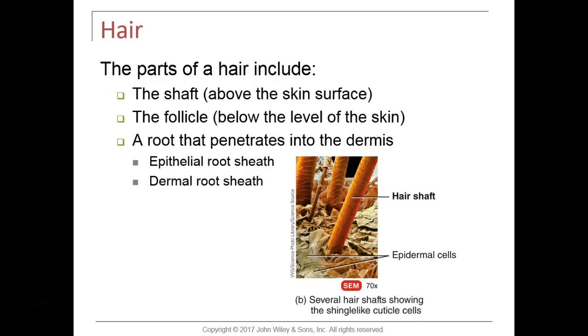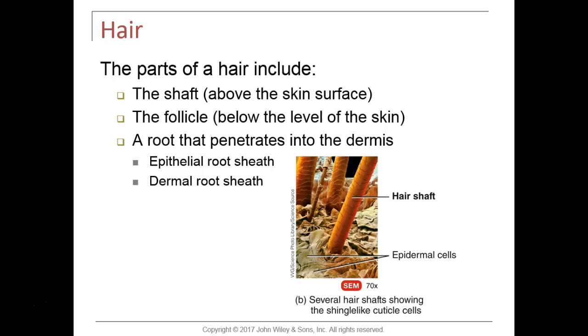So you can see here a little picture of it. No, we're not identifying this. This is the top of the epidermis, the epidermal cells here. This is a scanning electron micrograph, by the way, very, very magnified. And so above the epidermis, on the outside of our body, that part of the hair is called the hair shaft. The follicle is what is embedded in the dermis of our skin.